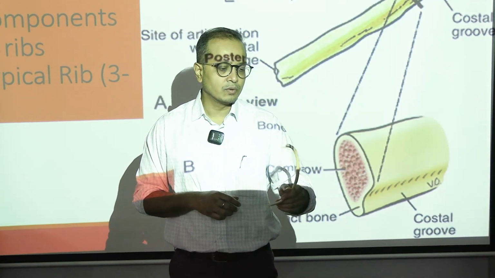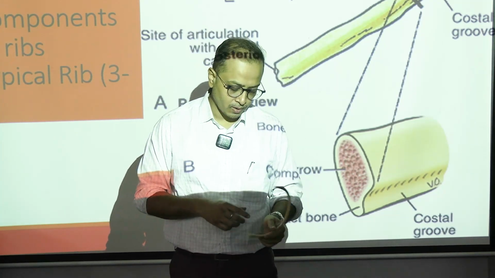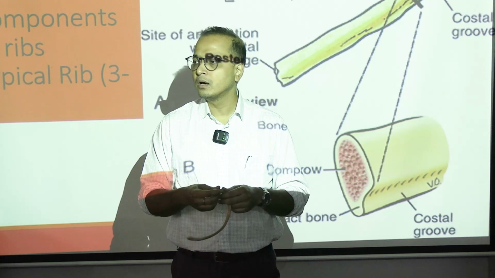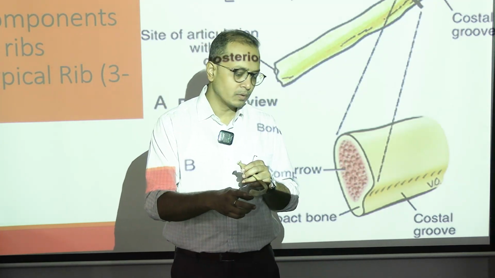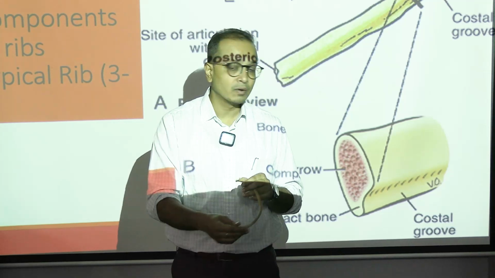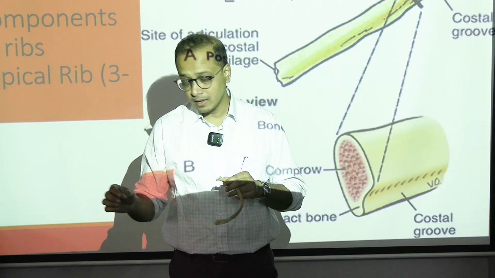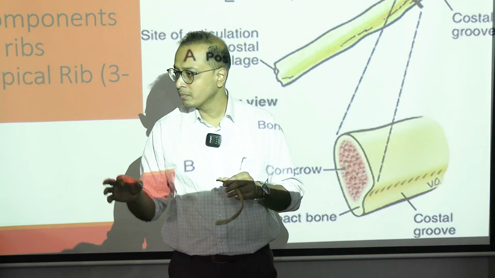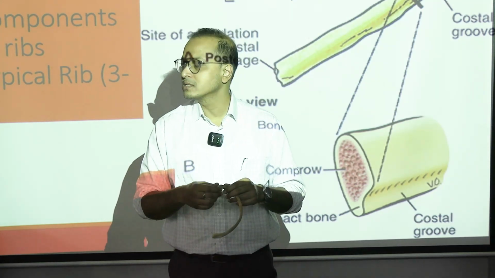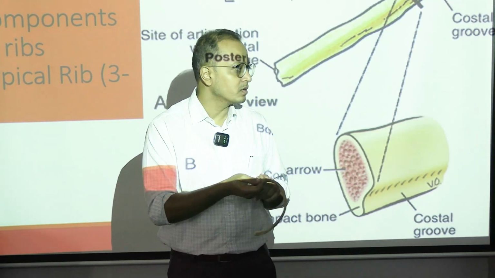So this is how this typical rib needs to be identified, and it is easy. Coming to the articulation, it is articulated in the front by the costal cartilage, so it is a cartilaginous joint, and this cartilage is not fused, it is separable, which means it is a secondary cartilaginous joint. And then at the back it has a synovial joint, both at the head and the transverse process.